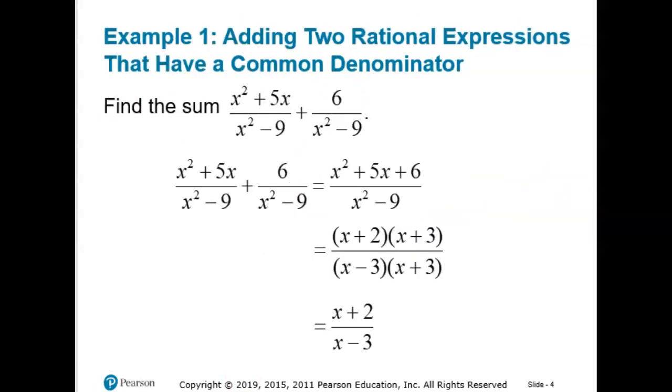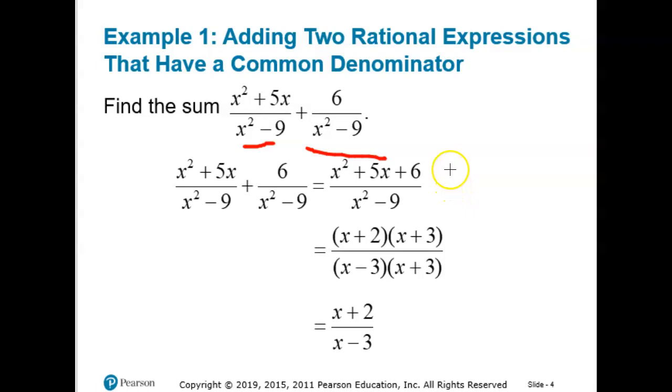So if we have two functions, x squared plus 5x, all divided by x squared minus 9, plus 6 over x squared minus 9, we have our common denominator. So we simply add the numerators and leave the common denominator. However, what's a little bit different now is we have to check for simplifying.